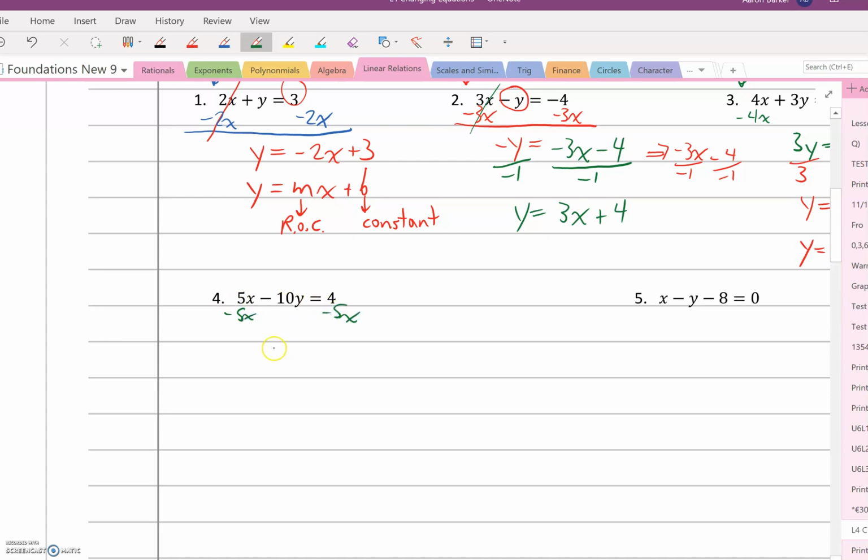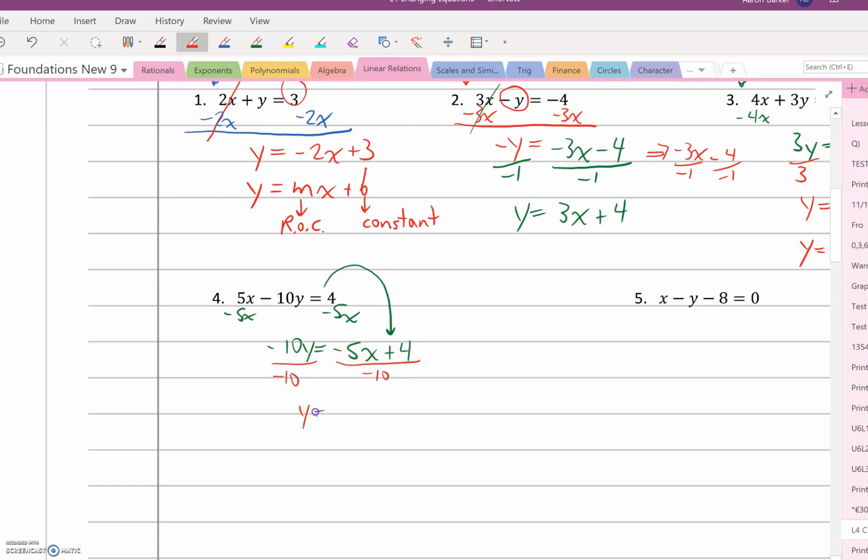So we have to move the 5x by subtracting. We're left with -10. And always write it with the x term first and the constant term second. So remember, this is a plus 4. Really important to see that. Now we're going to divide by -10. So divide the left side by -10, divide the entire right side by -10.